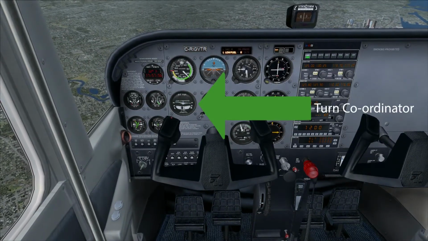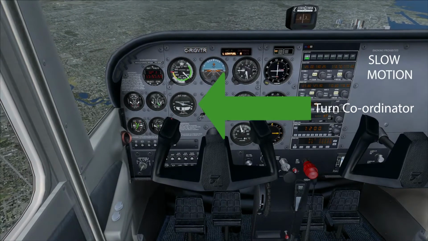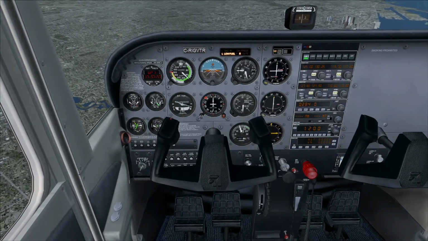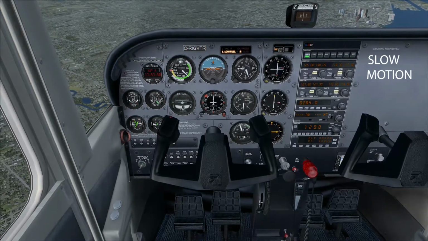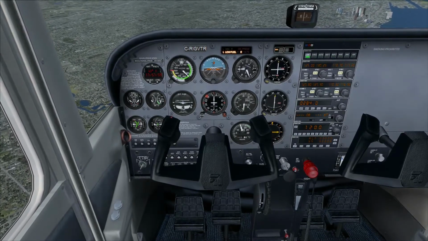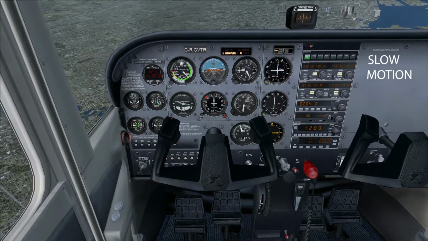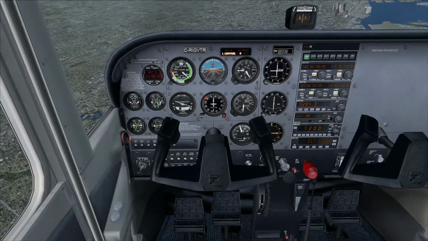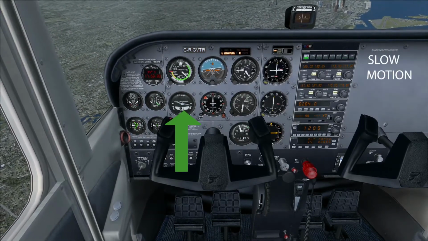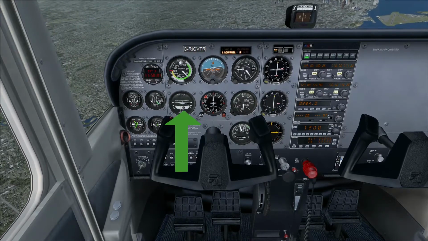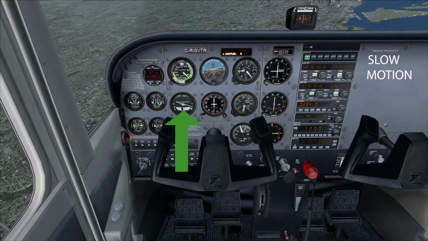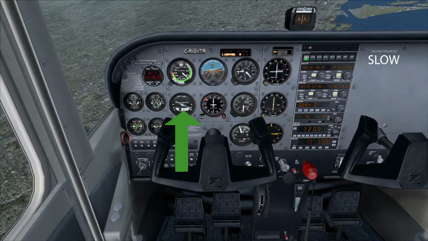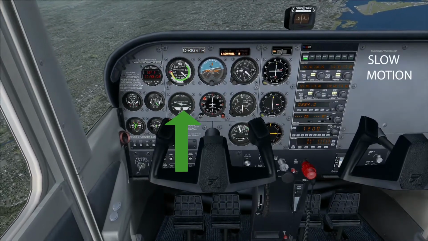Turn coordinator tells you if the rear of the plane is swinging out while you're turning. For example, if I use just the rudder pedals, I'm effectively drifting in midair. Pilots use a mix of the rudder and ailerons to turn, and as long as this black dot stays in the center while turning, then you are in what's called a coordinated turn, meaning you're not drifting. Push the rudder out, you'll kick the tail out to the side and start drifting as seen here.